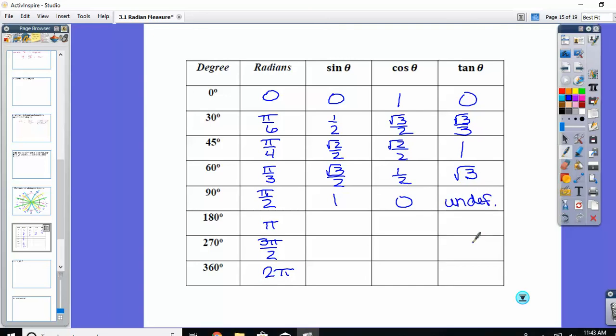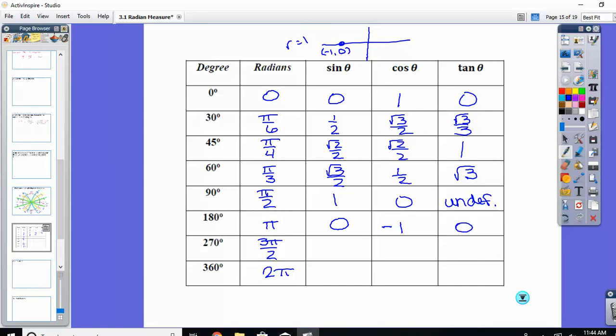At 180, or I might say, what's the sine of pi? So when we got to the 180s and 270s, we usually drew a picture. 180 is here, your x is -1, your y is 0, r is always 1. Sine was y over r, so that is 0. Cosine x over r. And tangent y over x. 0.